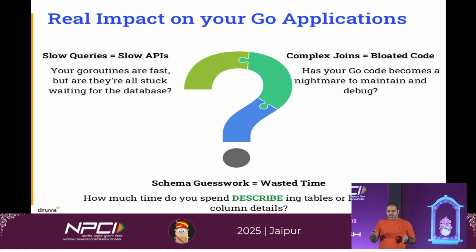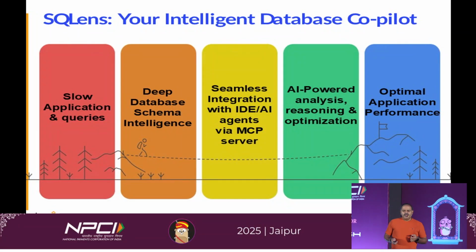So this is your slow application because of slow queries, maybe. And this is where you want to reach: optimal application performance in the majority of scenarios. So how do you bridge that gap? Yeah, SQLens. SQLens is a tool that we have built internally that helps us solve most of these problems.